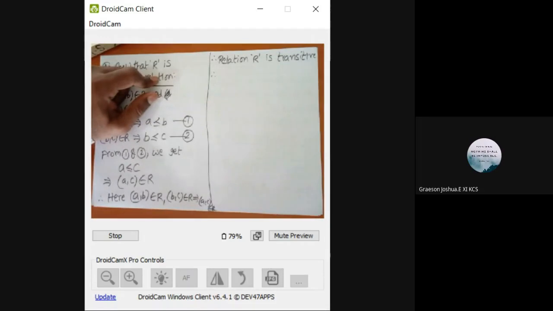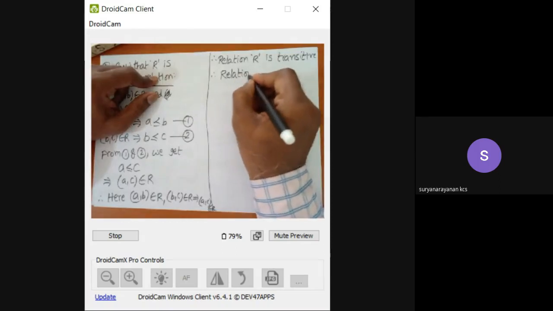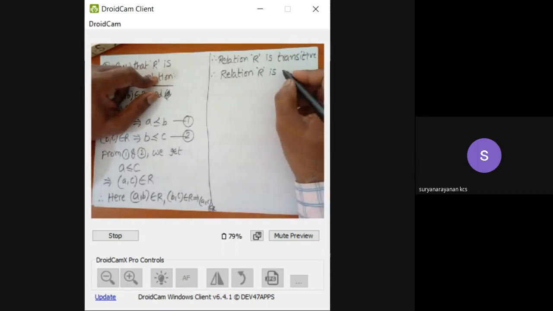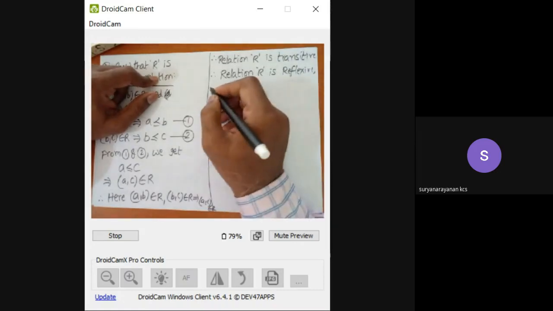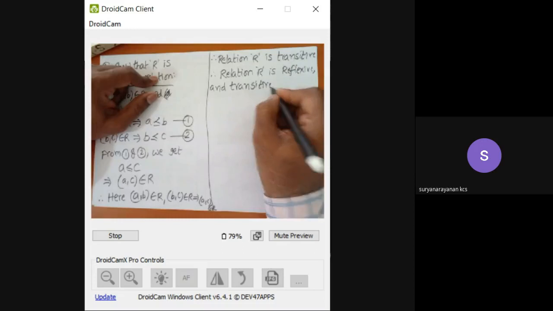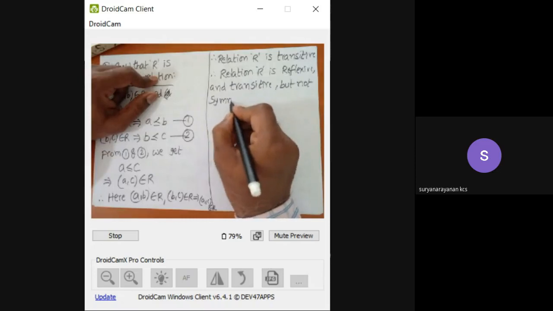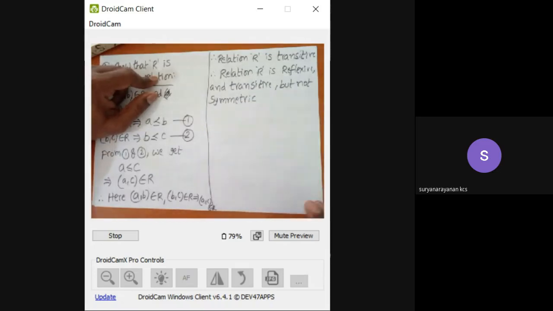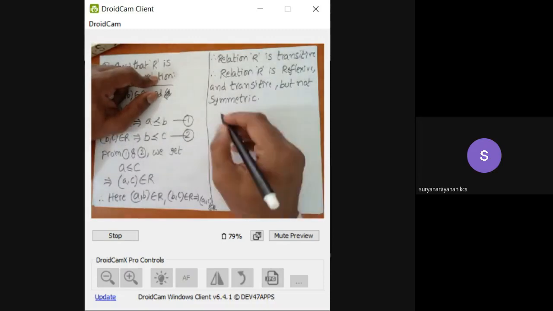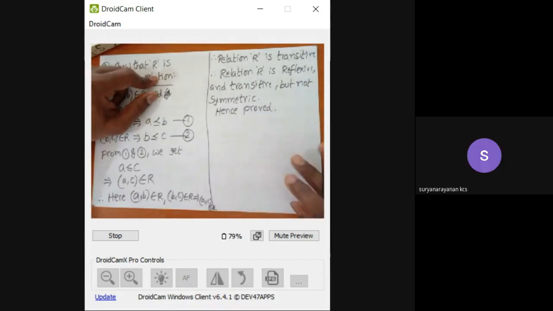Therefore, finally, what can you conclude? Relation R is reflexive and transitive, but not symmetric. Understood, my children? Yes, sir. Hence proved.